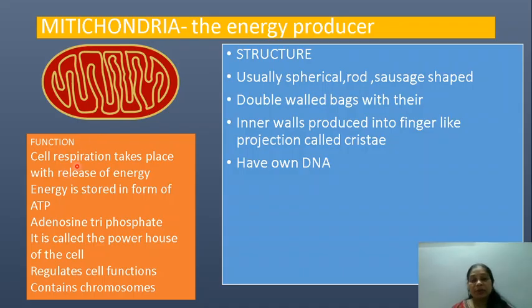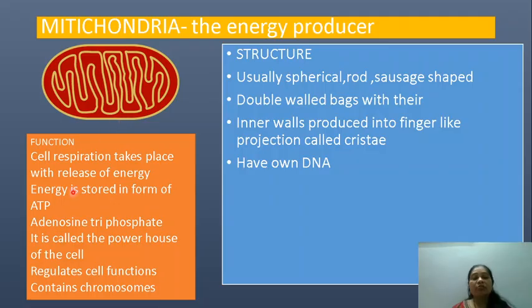Now all the respiration takes place in this mitochondria. That is why it is known as the energy producer. It is also known as the powerhouse of the cell, or the energy producer of the cell, because it is making the energy with the help of respiration. So cell respiration takes place inside this mitochondria.